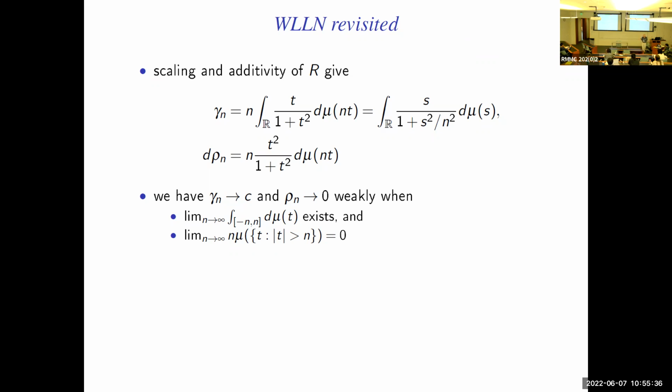And the second condition, that the measures rho n tend to zero, amounts to the condition that the limit as n goes to infinity of n times mu of the set outside the interval from minus n to n is equal to zero. And those of you who took a recent course in probability theory should recognize those two conditions, because they are exactly the conditions that are necessary and sufficient for convergence of averages to a constant in the classical weak law of large numbers. Exactly the same conditions obtain in this case.